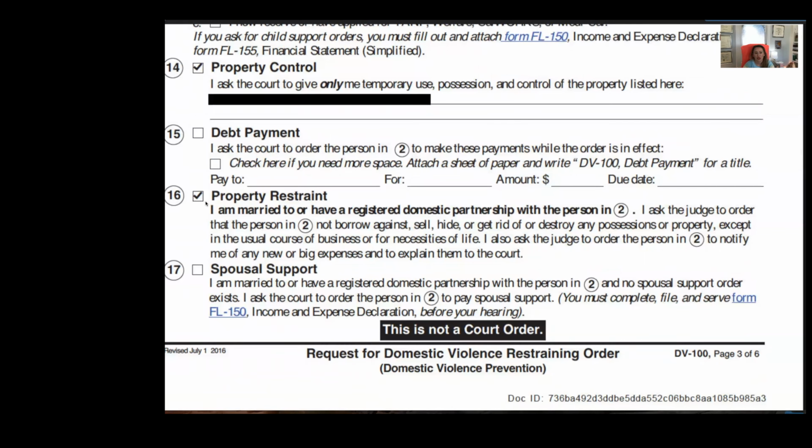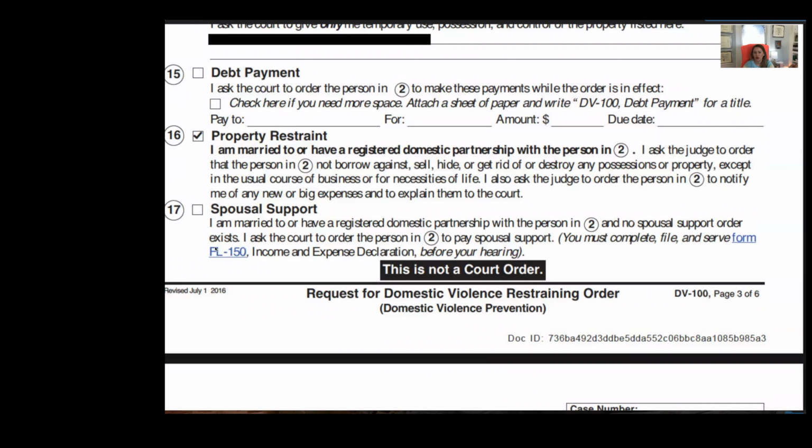Number 16, property restrained. I'm married or have a registered domestic partnership with that person. And number 2, the perpetrator, asks the judge to order that the person in number 2 not borrow against, sell, hide, get rid of, or destroy any property except in the usual course of business or for the necessities of life. I also ask the judge to order the person in number 2 to notify me of any new or big expenses and explain them to the court. This is an automatic restraining order that typically is already triggered with the divorce. It's on the form FL 110 on page 2, where even separate property cannot be spent unless it's for necessities of life or paying for attorney's fees. It doesn't say here attorney's fees, but it would be considered usual course of business. So that is a repetition of that in case divorce has not been filed.